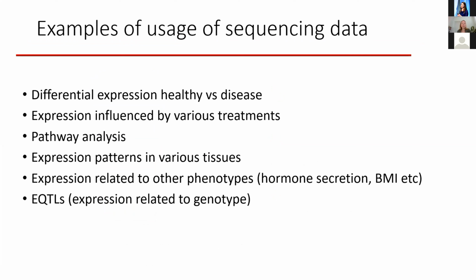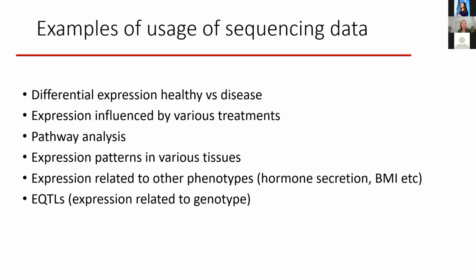Some examples of usage of sequencing data are differential expression, for example, healthy versus disease, expression influenced by various treatments, pathway analysis, expression patterns in various tissues, and expression related to other phenotypes. We mostly look at hormone secretion. You can look at many other different phenotypes like BMI, age, gender.